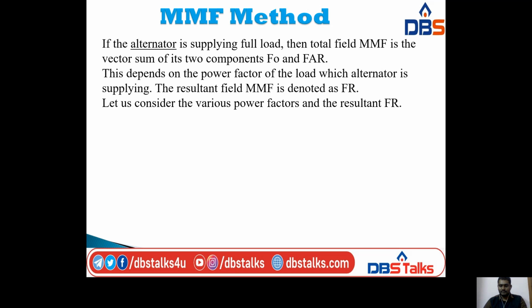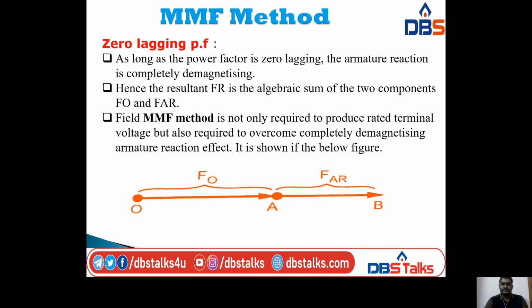To show the different power factor conditions, I am taking various power factor loads, that is lagging power factor, leading power factor, like that. Firstly I am taking zero lagging power factor. As long as the power factor is zero lagging, the armature reaction is completely demagnetizing. For that I am taking the below diagram. Here I am taking 3 points, that is OAB. Firstly we take OA, which consists of F naught, that is the open circuit MMF, and AB, that is short circuit MMF.